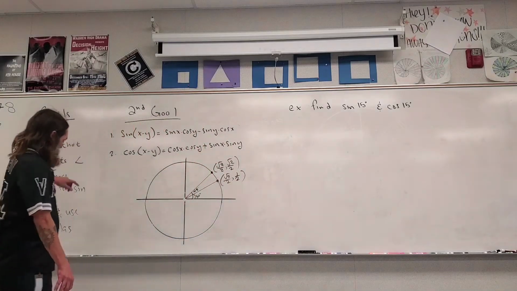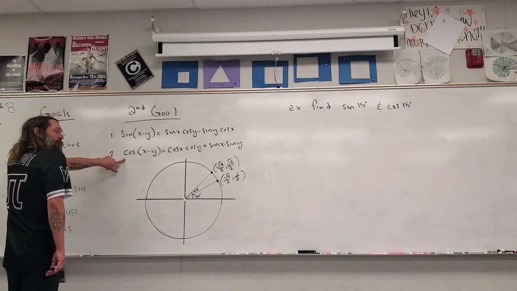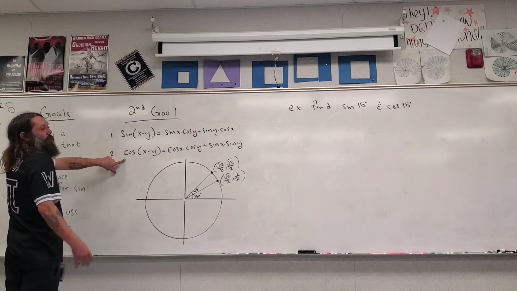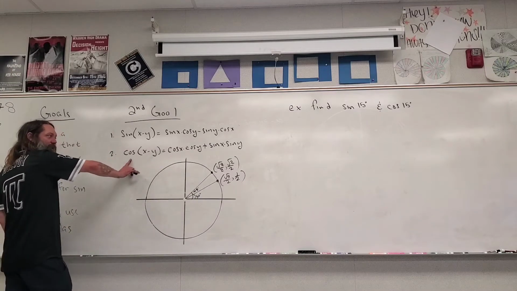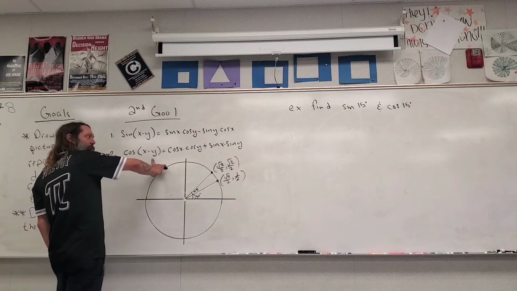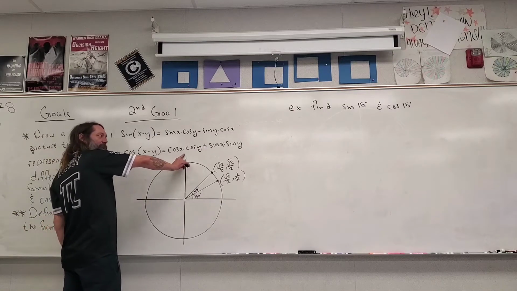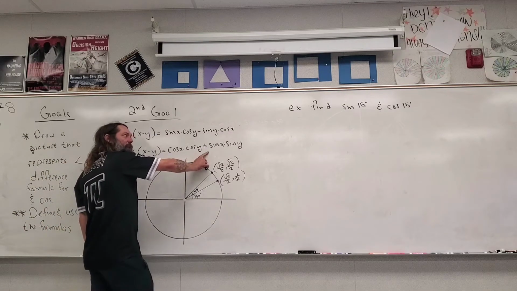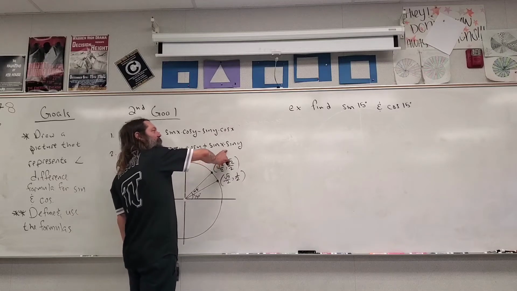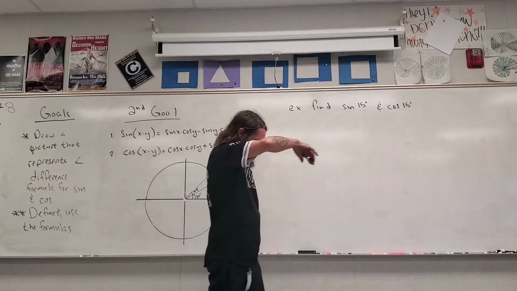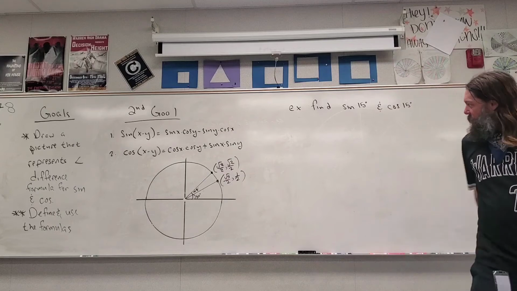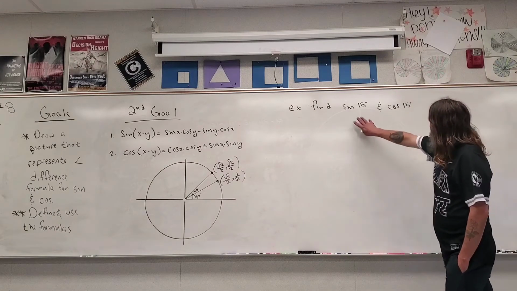Remember that. Our angle difference formula for cosine is: cosine of the angle x minus the angle y is cosine of angle x times cosine of angle y plus sine of angle x times sine of angle y. So I have an example continued from the first part of the lesson.